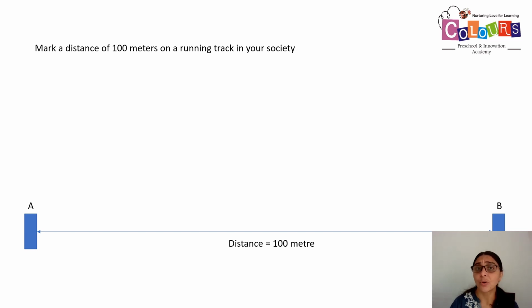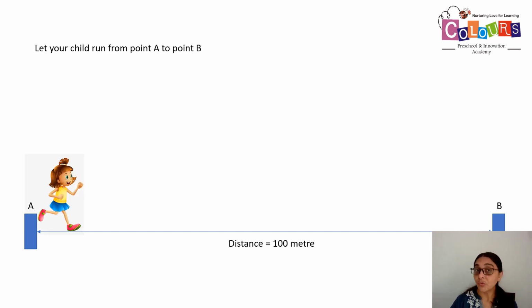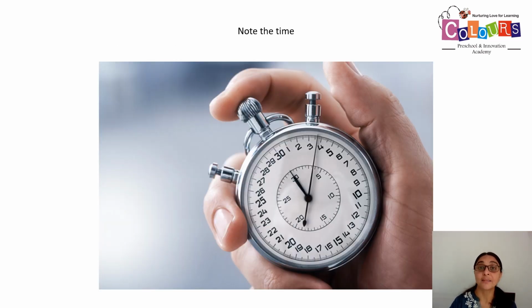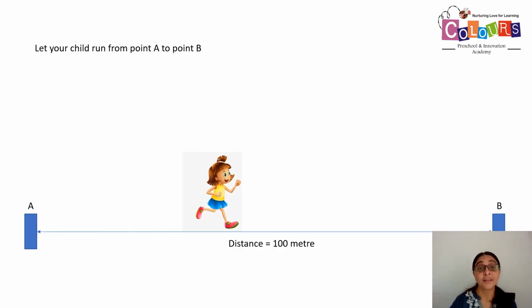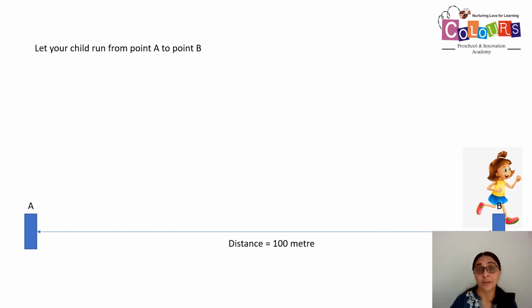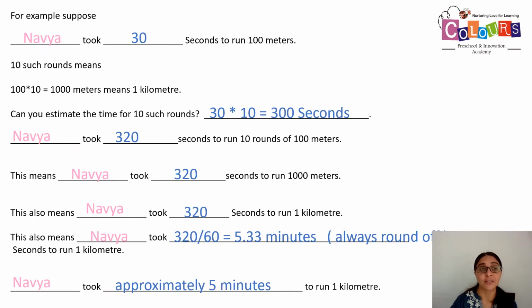So for this, what you have to do this Saturday, please mark point A and point B 100 meters apart in your society. So go to the ground floor and do this. The child will run from point A to point B and you will have to mark the time. You can use your mobile timer. So the child will run from point A to point B and you will save the time.